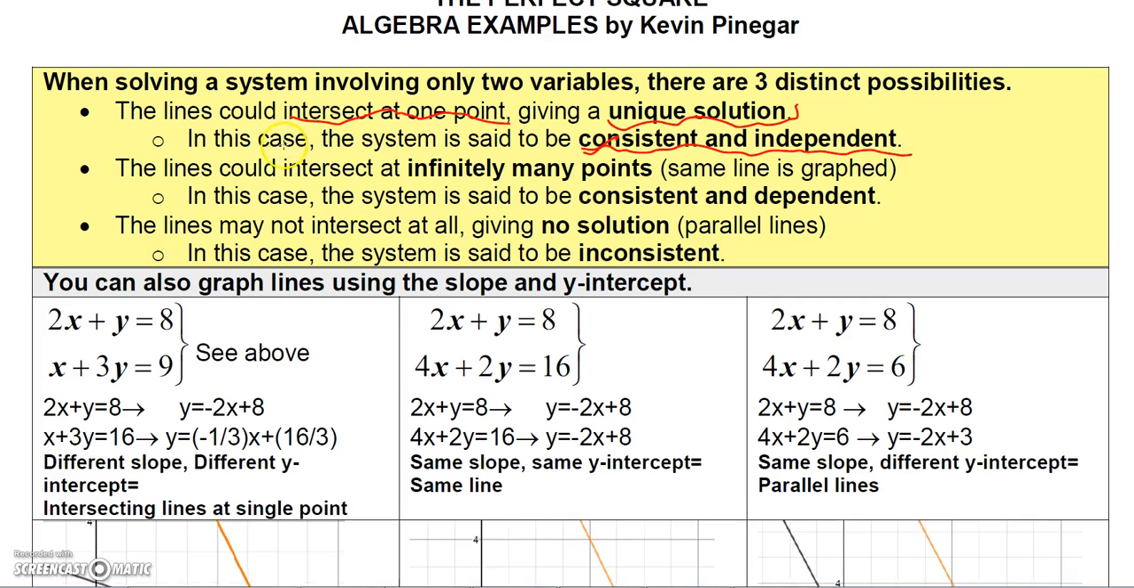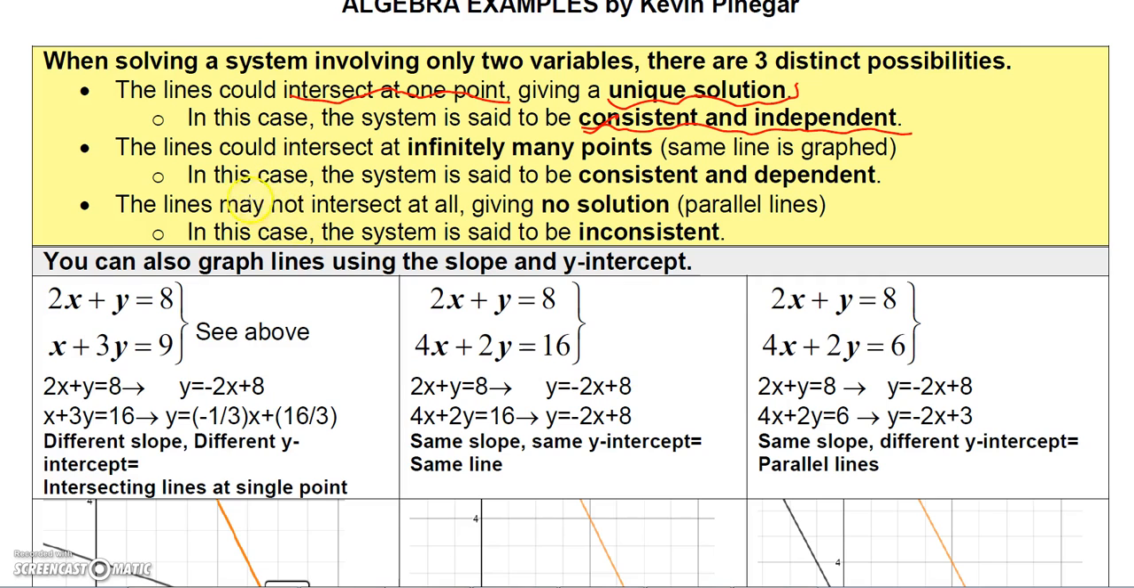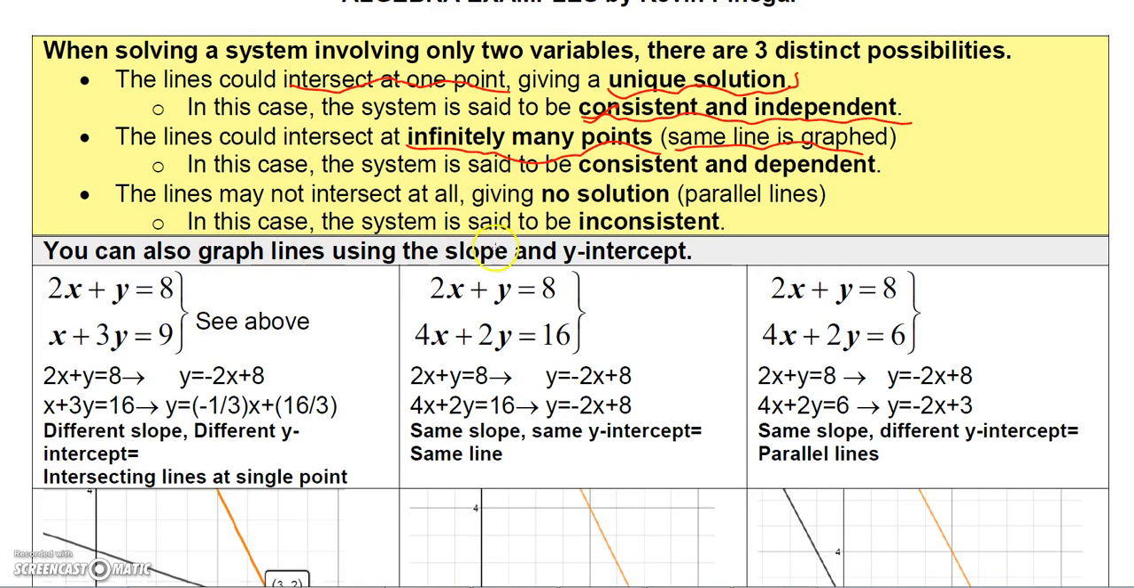So remember that. Now the lines could intersect at infinitely many points. That is usually true when the lines are the same line. So both equations represent the same line, and in that case every point on the line is a solution. That's considered to be a consistent and dependent system. And then the lines may not intersect at all, and that would give no solution, and in that case the lines would be parallel lines, and we would say we have an inconsistent system.